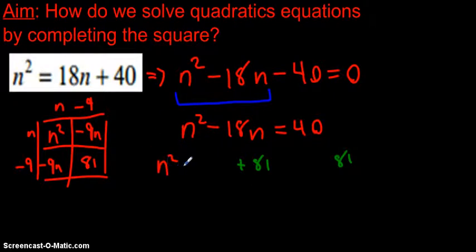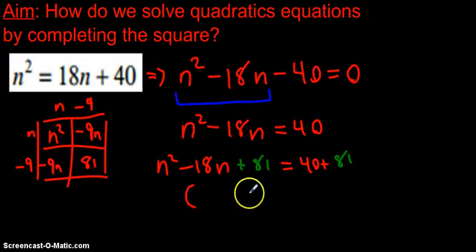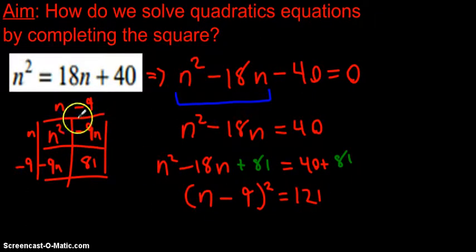So that's now n squared minus 18n plus 81. Something I forgot to mention in the previous video is that the term that completes the square is always positive. Because regardless of what these are, they're the same. They'll always be positive. So this will now become n minus 9 squared, which is equal to 121. Alright, and that's because this is n minus 9 times n minus 9. That's where that came from. That's what those three things became.